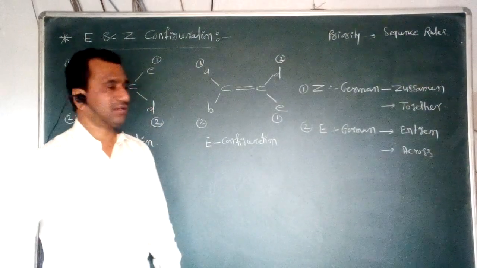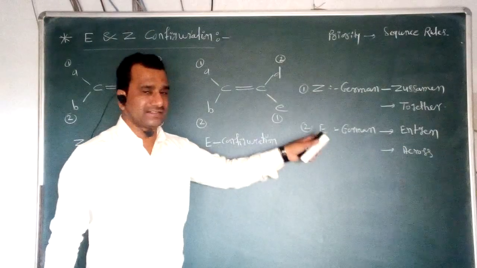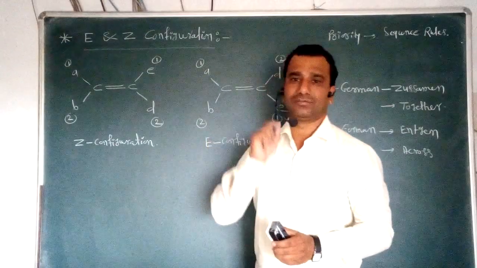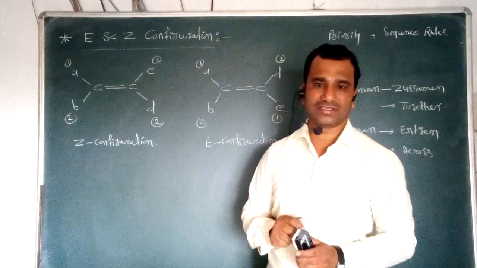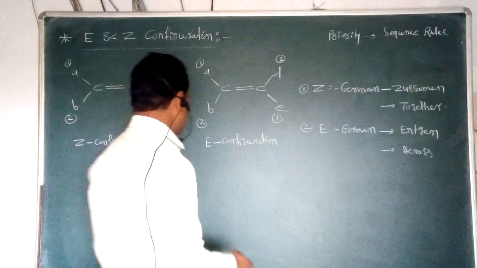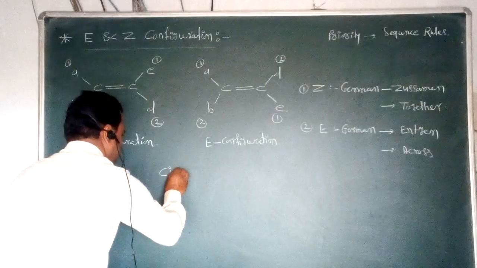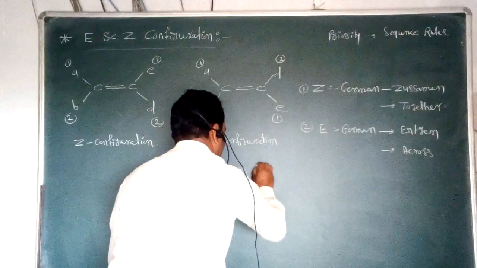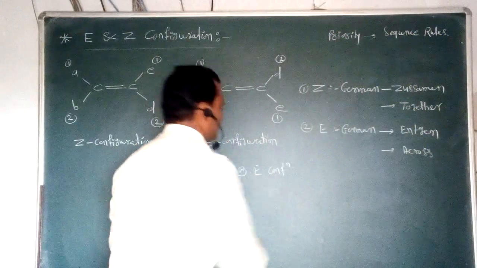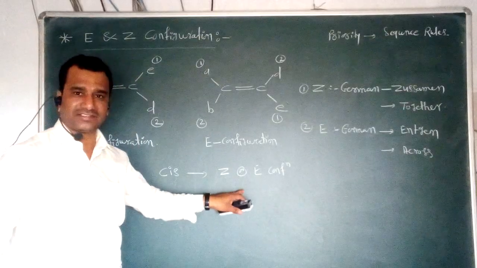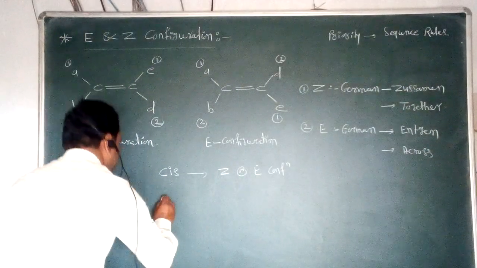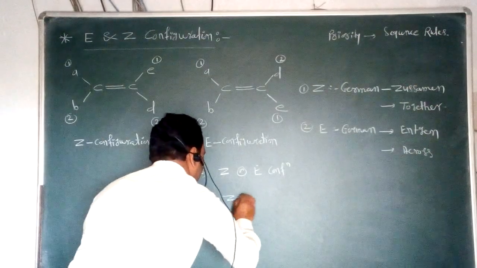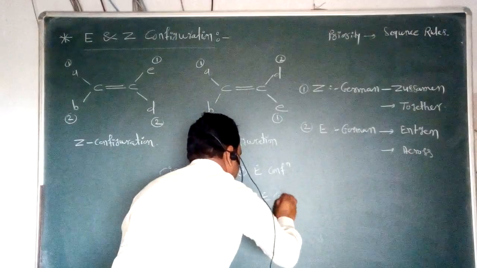Suppose we correlate the E and Z configuration to the cis and trans configuration. What happens? If I consider the cis isomer or cis configuration, it may have either Z or E configuration. At the same time, if I consider the trans isomer, it may have either Z or E configuration.